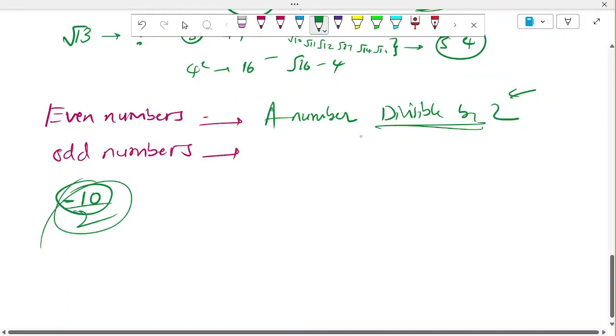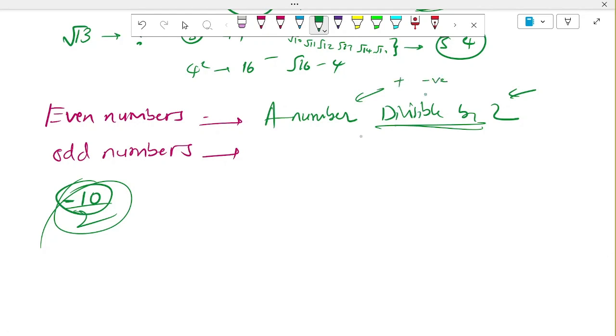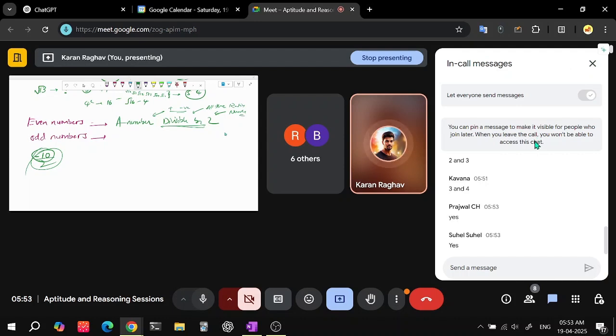So it is not applicable only on positive numbers or only on negative numbers. It is applicable on all the rational numbers. You cannot find whether an irrational number is even or not. It is not possible. Can you tell me why? I cannot find whether an irrational number is even or odd.